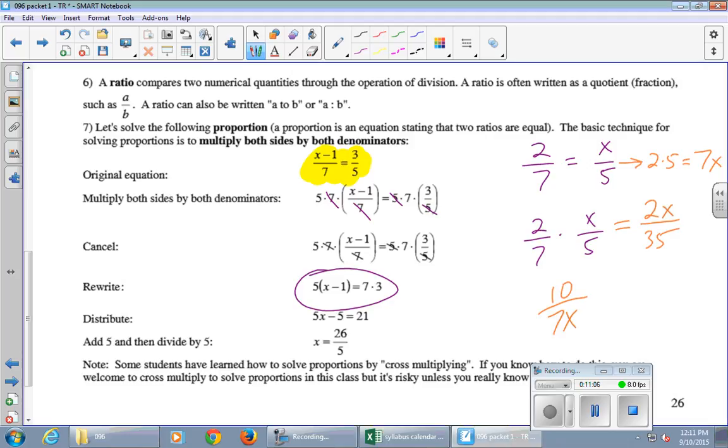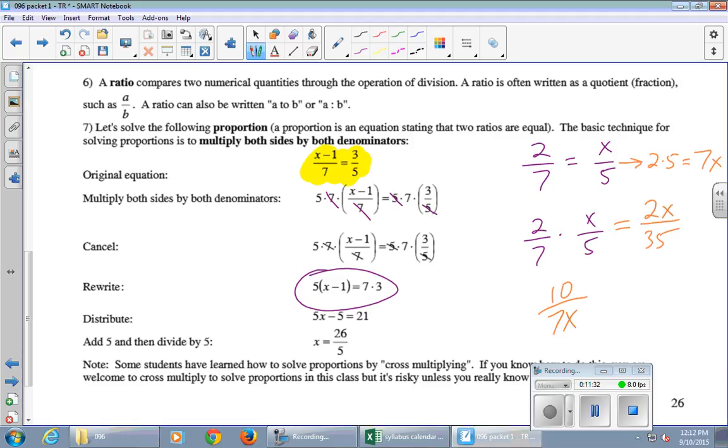Now go back to the yellow thing. If we had tried our magical cross multiply, what would we have said as our next equation? 5 times x minus 1 equals 7 times 3, which is exactly what I have. That's exactly what cross multiplying is. So it's not magic, it's really just this reasonable idea of multiplying both sides by both denominators.